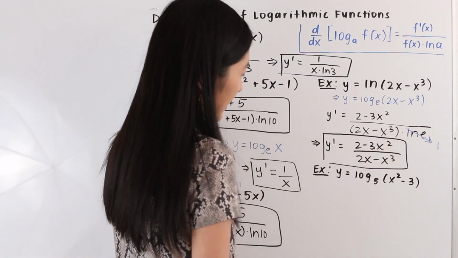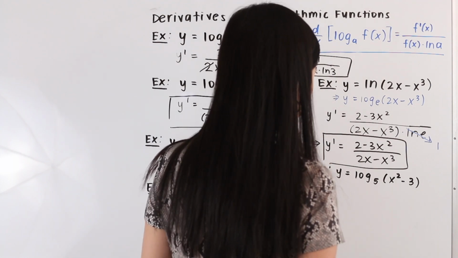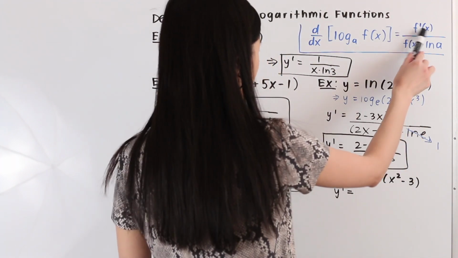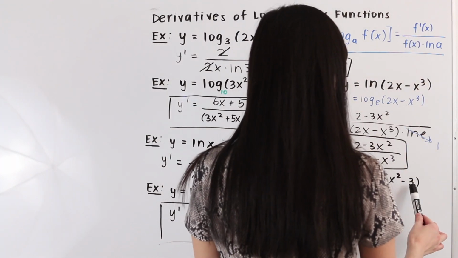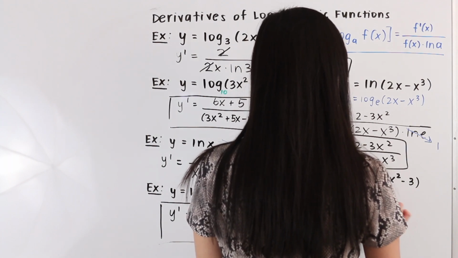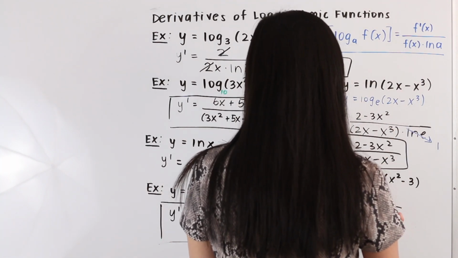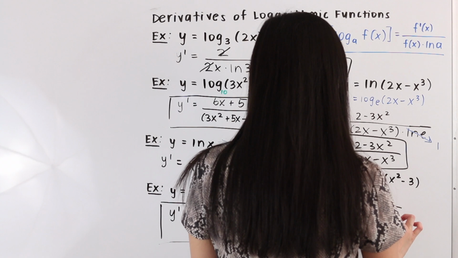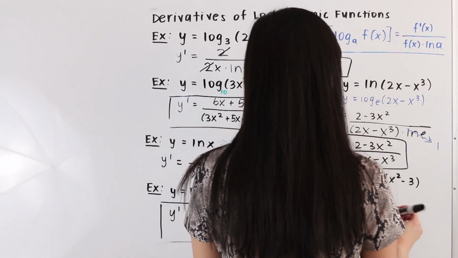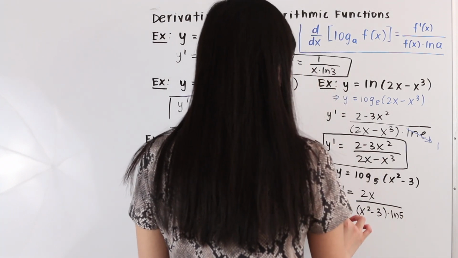And now let's go and take a look at this last example here. So we have y is equal to log base 5 of x squared minus 3. So let's go ahead and take its derivative. So we have y prime is equal to f prime of x. So we need to take the derivative of this function here. So using our power rule, we have 2x, and this is divided by f of x. So we're going to rewrite this function here. So we have x squared minus 3. And then we're going to multiply by the natural log of our base. So here our base is equal to 5, so we're going to multiply by the natural log of 5. And this is our final answer.